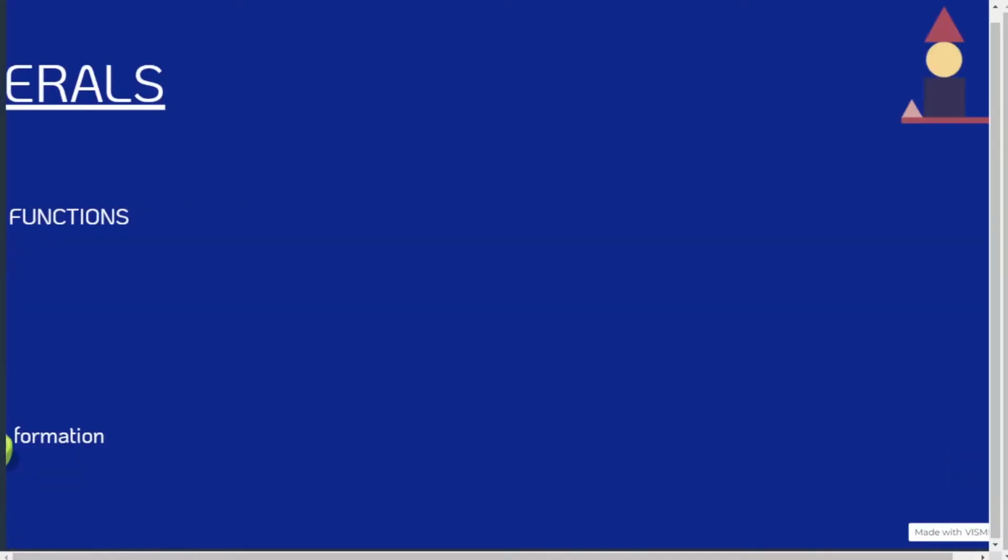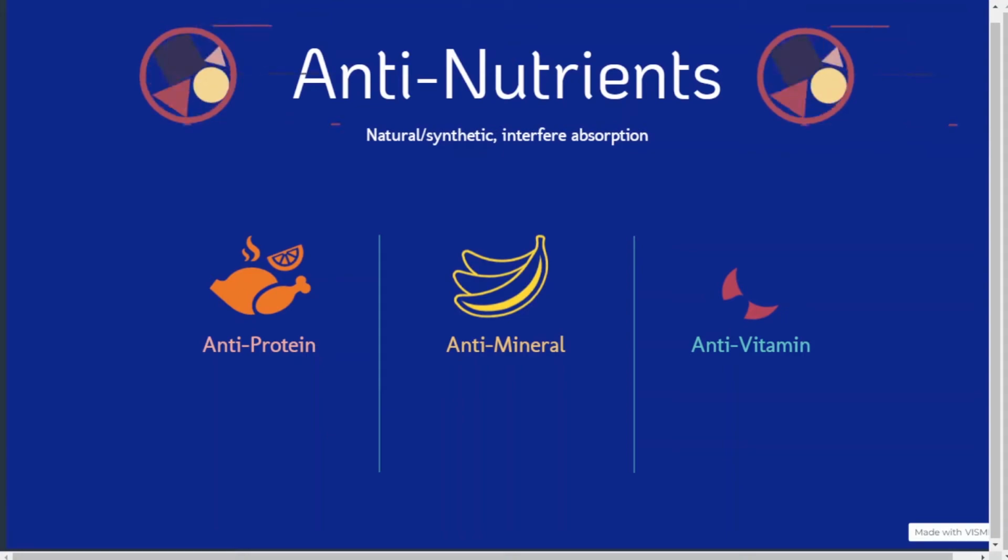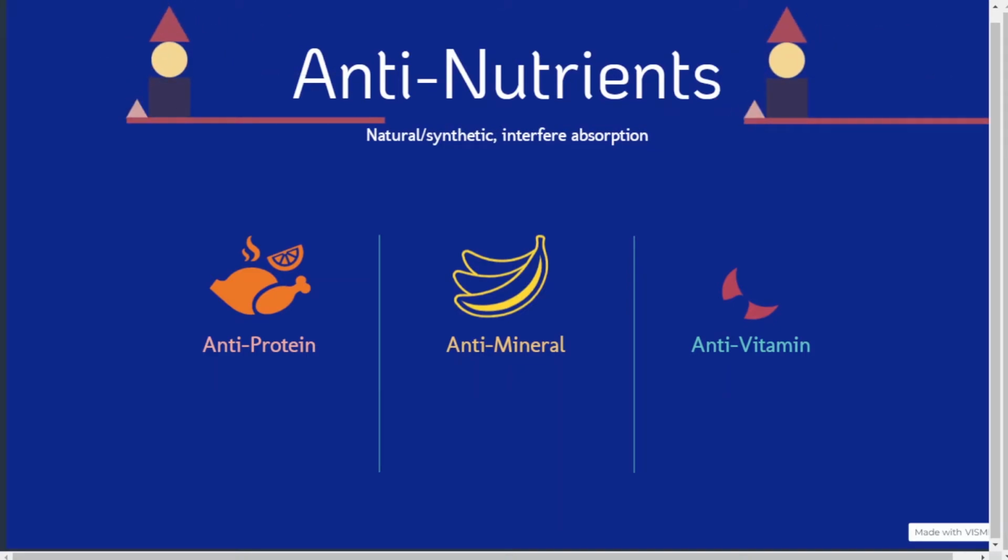Now, a very important part of today's topic is anti-nutrients. What is this? These are not nutrients, but they act against nutrients. They interfere with the absorption and metabolic transformation of nutrients, right? These anti-nutrients can be natural or synthetic. Anti-nutrients can be divided broadly into three types: anti-protein, anti-mineral, and anti-vitamin. Simple. Now this basically is an apple.